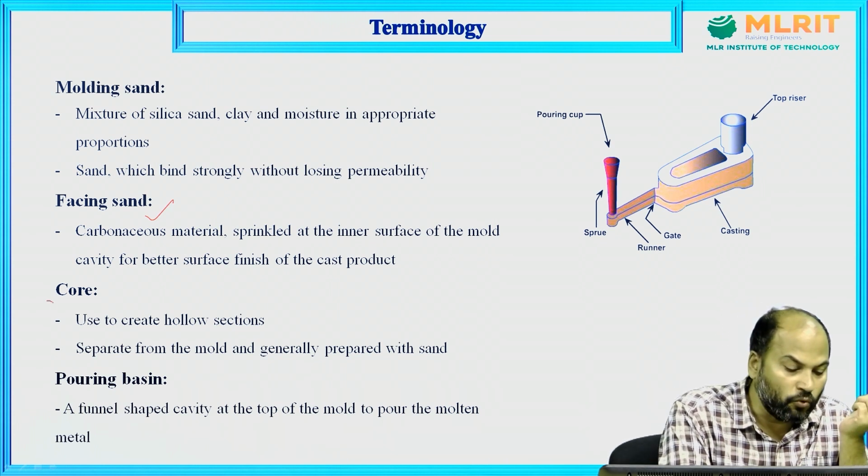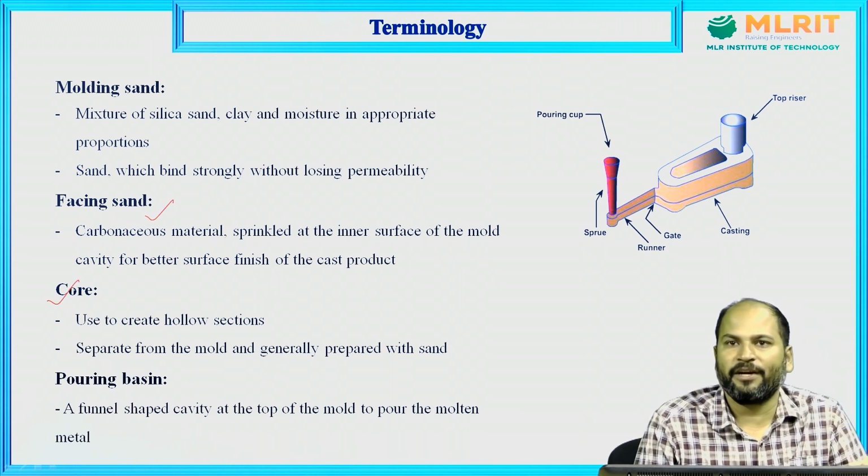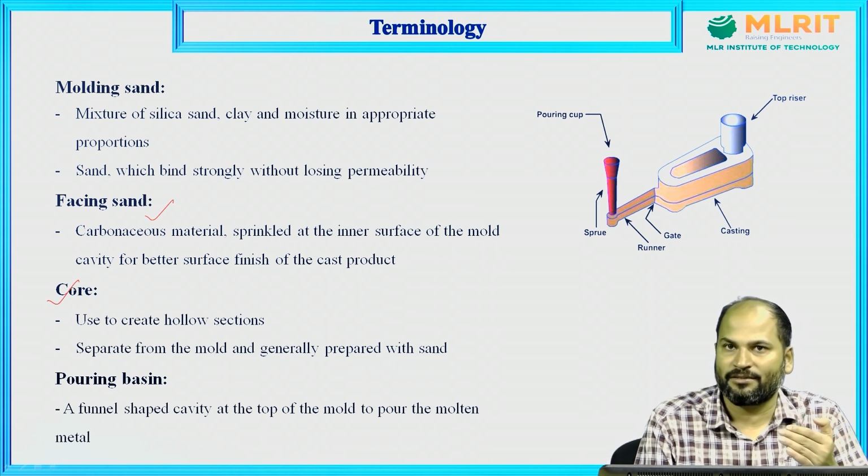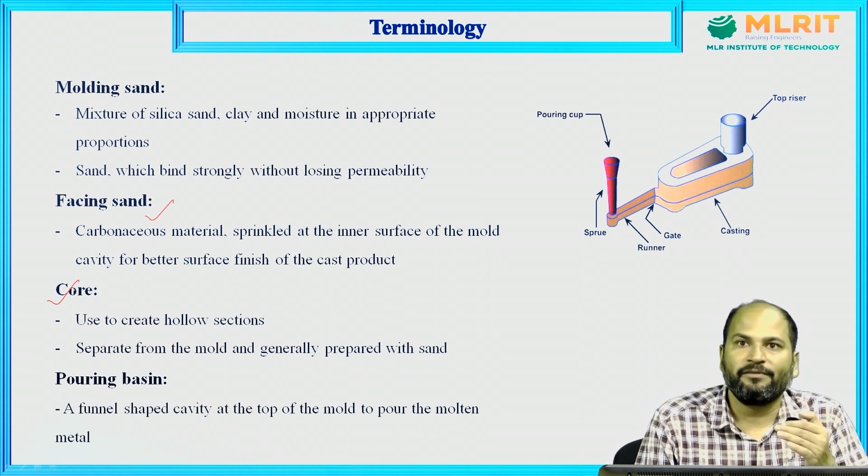And next is core. Core may be of any material depending upon the application, but generally it is made up of sand, and it is used to produce the hollow section, the cylindrical hollow section, or whatever hollow sections we have to produce during casting. For that we will use core.